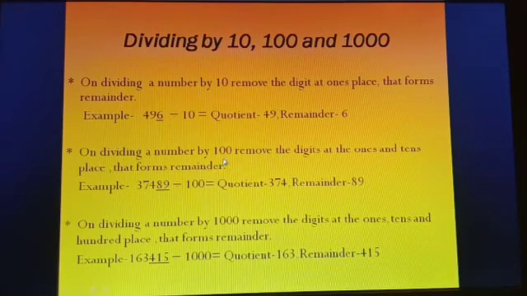In the same way, if you have to divide by 100, just see 100 has zeros on the ones and tens places, so take the digits of the ones and tens places. This 89 will be the remainder and the rest of the digits will be the quotient. Again, if you have to divide by 1000, 0 is on the ones, tens and hundreds places, so you take the digits of the ones, tens and hundreds places as the remainder and the rest of the digits will be the quotient. In this way we can divide any number by 10, 100 and 1000 without the long division method.